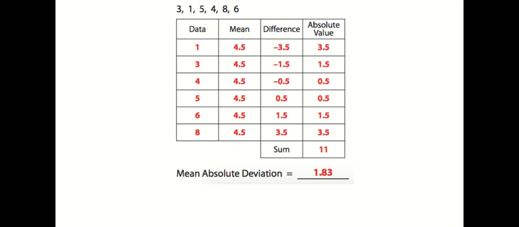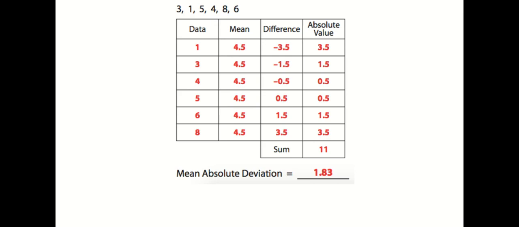And so we see that there's 1, which is 3.5 below the mean, which is why there's a negative there. 3 is 1.5 below it. 4 is 0.5 below the mean of 4.5. 5 is above the mean, 0.5. 6 is 1.5 above the mean. And 8 is 3.5 above the mean.